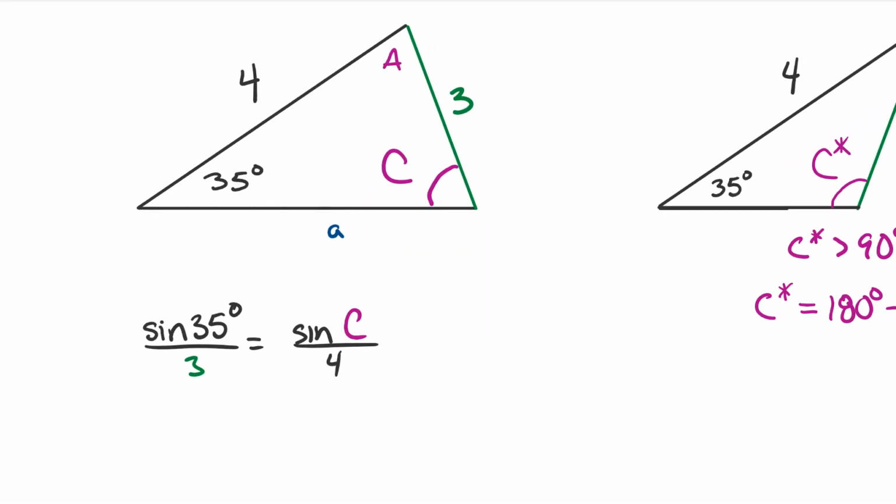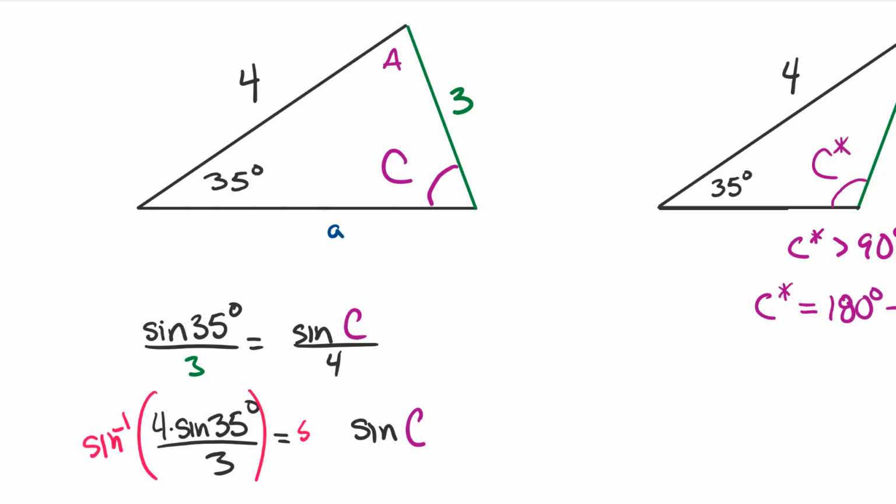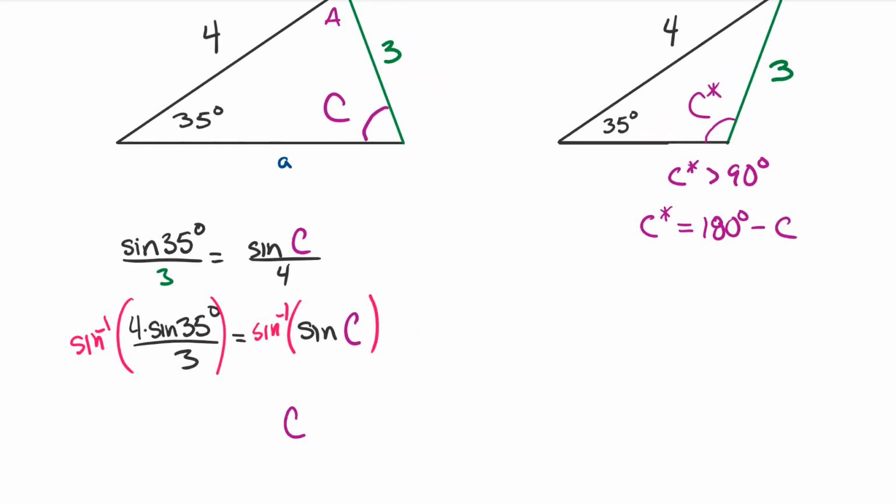So let's multiply by 4 on both sides, and we get 4 times sine of 35 degrees over 3 is equal to sine of C. And how do we get the angle out of the argument? I keep repeating it. We're going to hit it with an inverse. And one more time, sine inverse does not understand angles larger than 90 degrees. So C is going to be equal to sine inverse of 4 times sine of 35 degrees all over 3. Once we punch it in the calculator, I think it's 49.89 degrees.